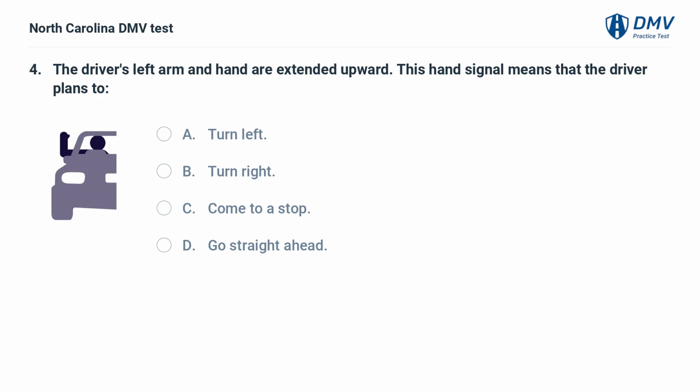The driver's left arm and hand are extended upward. This hand signal means that the driver plans to A. Turn left. B. Turn right. C. Come to a stop. D. Go straight ahead.